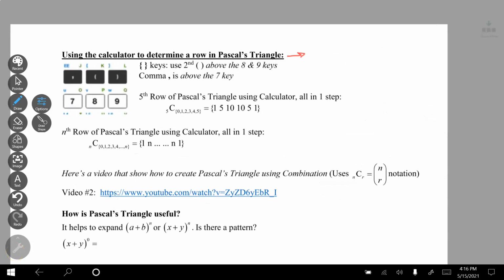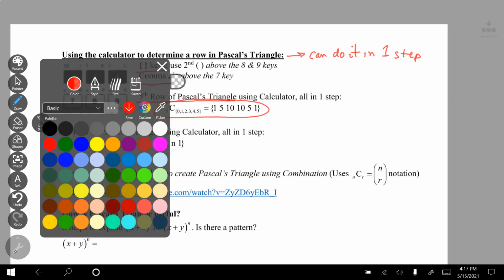So the whole idea is that I'm going to be able to do any row of Pascal's triangle using the calculator. I can do it in one step on the calculator. I'm going to use some special keys. I'm going to have to use the curly bracket keys, which are above the parentheses, and the comma key, which is above the 7 key. And I could type this into my calculator. So here's what would be the 5th row of Pascal's triangle.